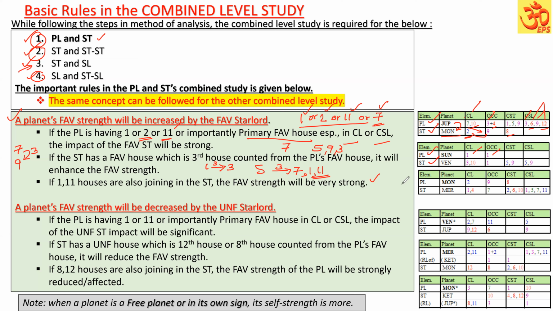Please understand, since the 12th house to the second house, that is marriage, an important family house, is Lagna, we cannot say Lagna is unfavorable to the marriage. Lagna is a favorable house to the marriage, because without Lagna, marriage will not happen. It is an important house. When it is connected to the 6th house and 8th house, then it will become unfavorable. Okay, let me come to this combined level study.